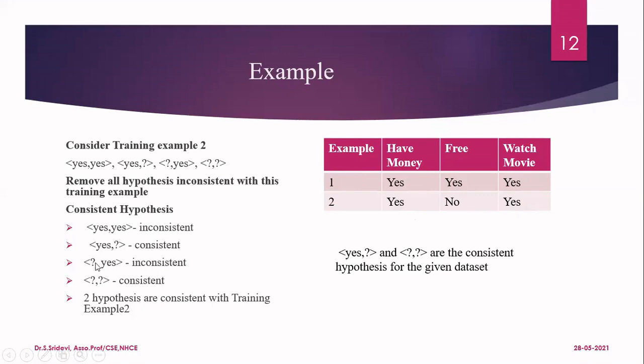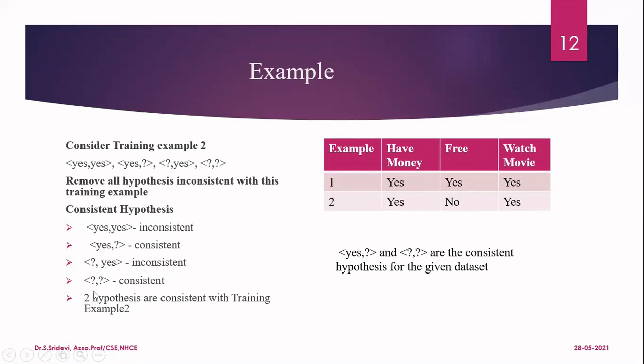Now let us check the next hypothesis. This hypothesis needs the value S in the second column, irrespective of the value in the first column. Here we have the value as no. So if we give the second record as input to this hypothesis, it will tell the answer as no, because it is expecting yes for the second column, but we are giving no. But the actual answer is yes. Therefore, this hypothesis is wrong. It is inconsistent.